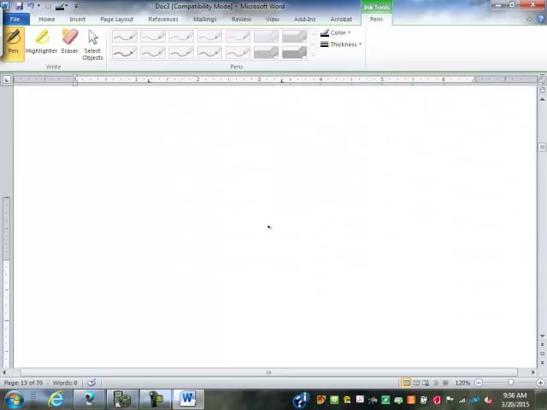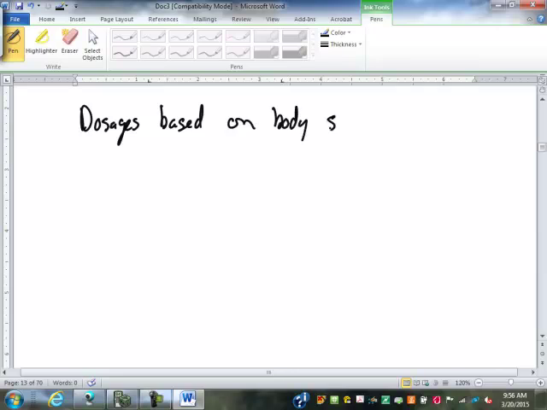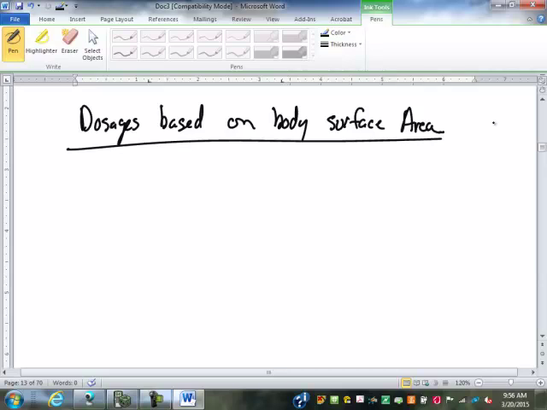Okay, the next step, last step. Dosage is based on body surface area. There are a couple of areas where body surface area is the determining factor on how much medication to give. Skin conditions, eczema, stuff like that. Burn patients. It's important to deal with body surface area calculations.